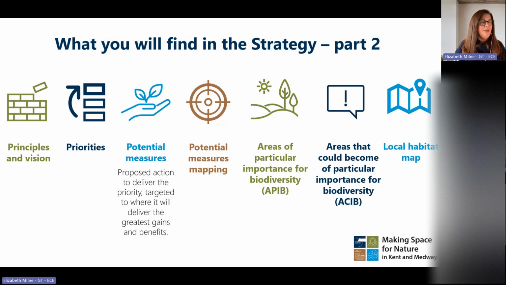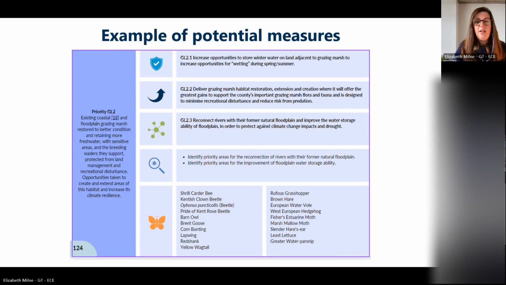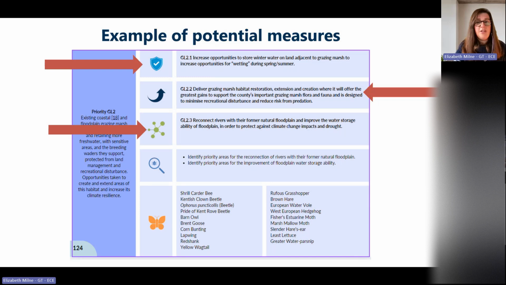So again, I'm not going to take you through them all, but I'm just going to give you an example of how they look within the strategy. So within the strategy, every priority has its associated potential measures listed, denoting which of the strategy principles they deliver on. So in this case, we have a potential measure that delivers against better, a measure that delivers against more, and a measure that delivers against connected.